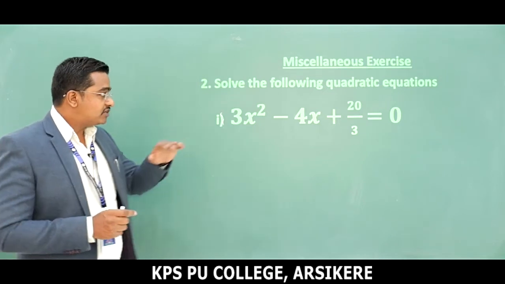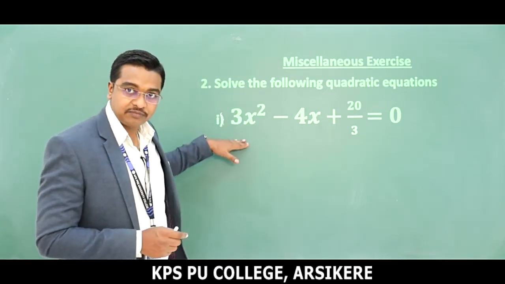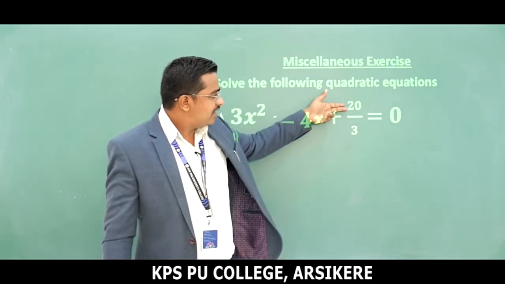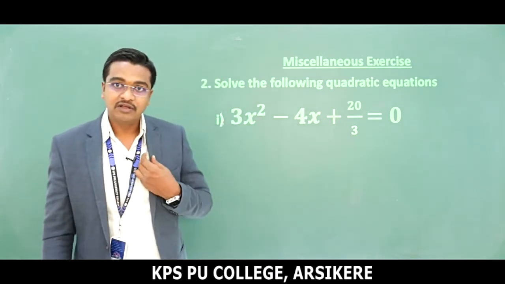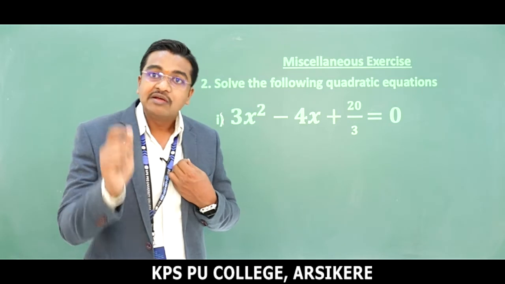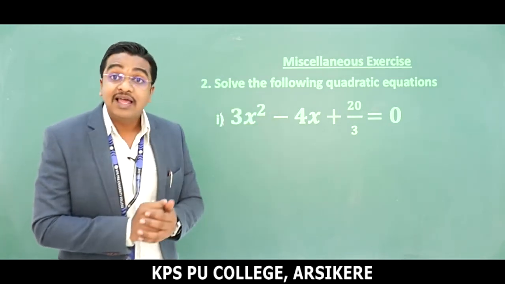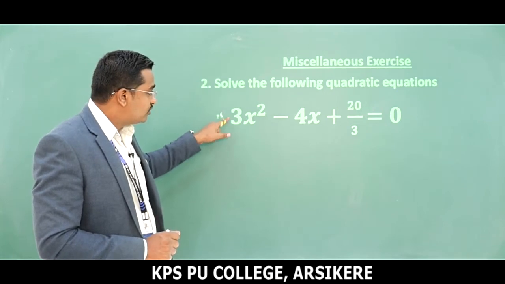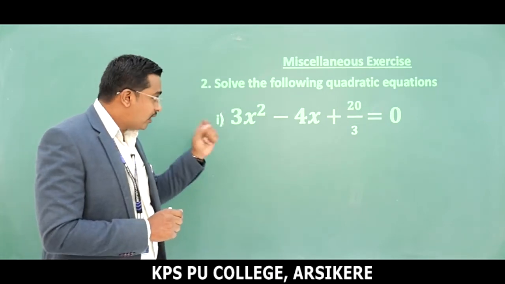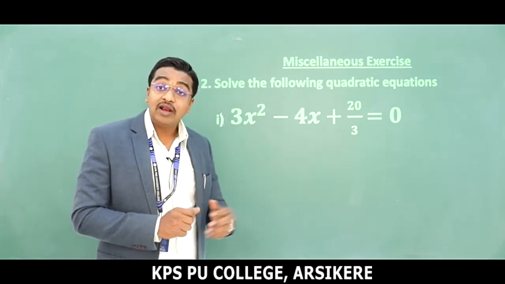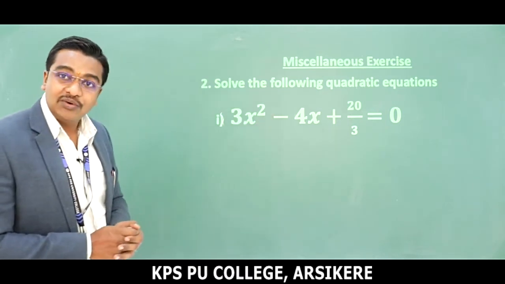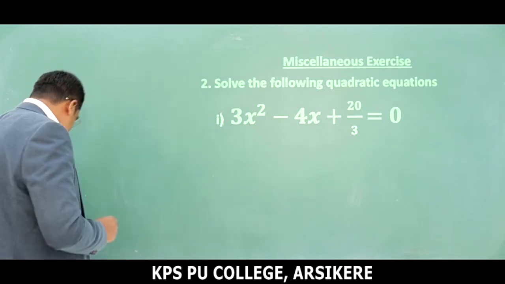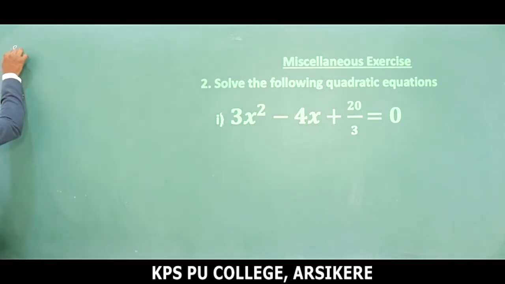Before going to that, first you have to reduce the given equation to ax square plus bx plus c is equal to 0. Take c directly as 20 divided by 3. It is a little complicated, that is why we take 3 as the LCM. If you take 3 as LCM, this becomes 3 into 3 is 9, 9x square minus 4 into 3 is 12x plus 20 is equal to 0, whole divided by 3. We will discuss the solution here.